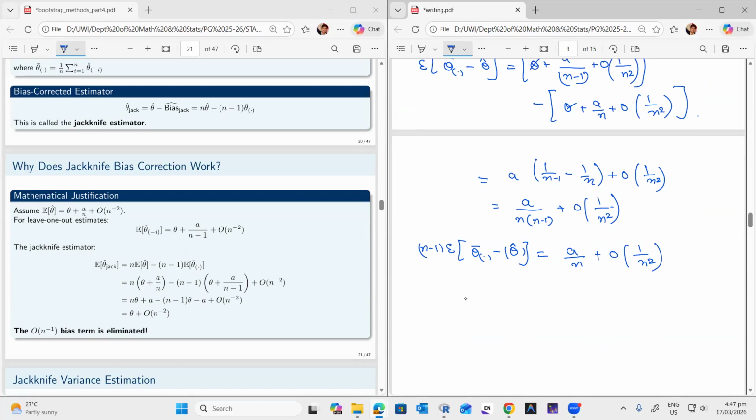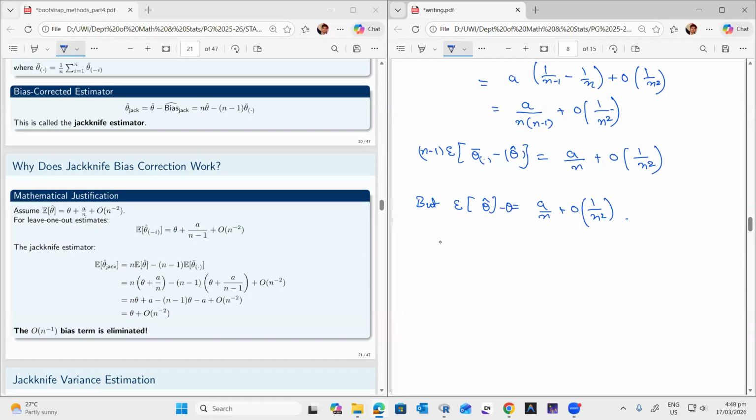so what you will have then: the expected value of theta cap minus theta was equal to a upon n plus order of 1 upon n square. Right. So hence n minus 1 times theta bar dot minus theta cap has the expectation equal to the leading bias term a upon n plus some smaller order terms. All right. So it serves as the estimator of the bias of theta cap.